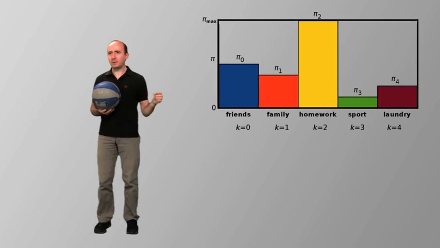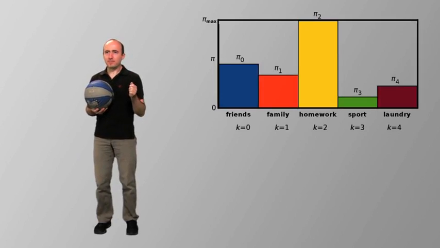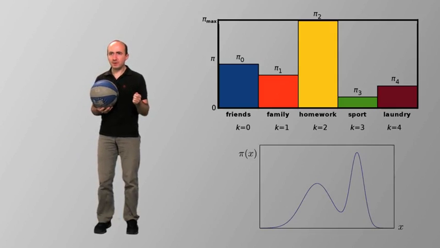In the final part of this tutorial, let us now take the continuous limit of the discrete distribution. This corresponds to cases where, instead of having a finite or enumerable series of probabilities pi 0, pi 1, pi 2, and so on, you have a function, a distribution pi of x, which is a function of a continuous variable x taking values inside the real line.